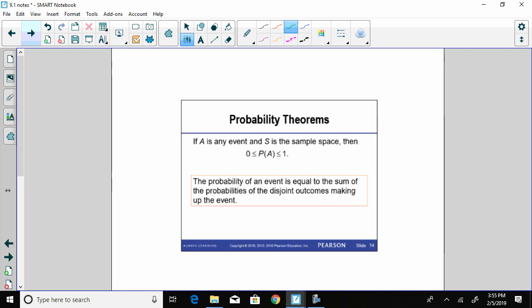All right. Probability theorems. So probabilities are always going to be some kind of an answer between 0 and 1. It's always going to be either a fraction or a decimal. If A is any event and S is the sample space, then the probability of A is going to be between 0 and 1, somewhere between impossible and certain, right? Somewhere in between, and it's going to be written as some kind of a fraction or decimal. I like fractions, so usually you're going to see me write it as a fraction.